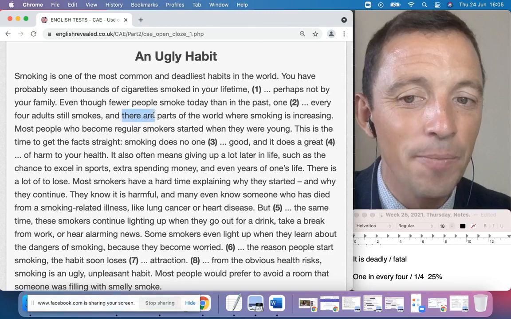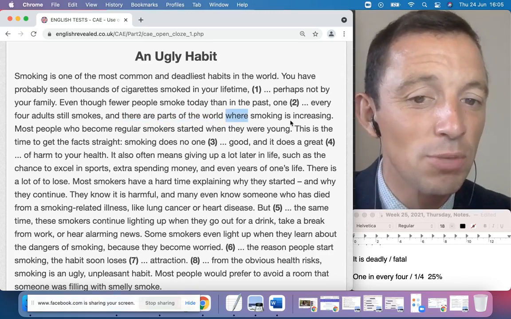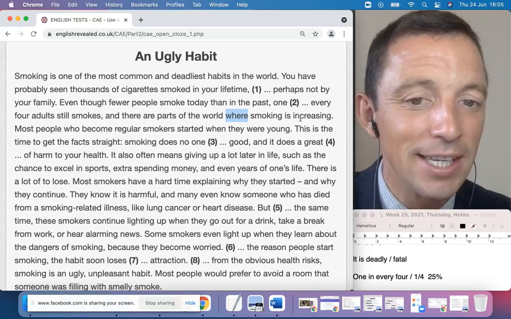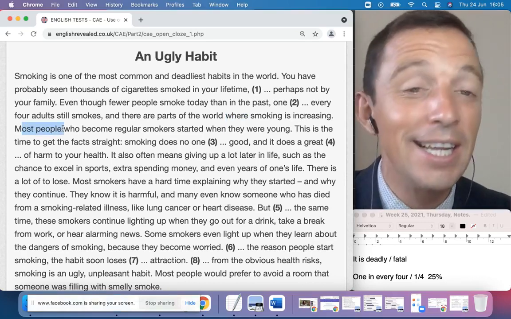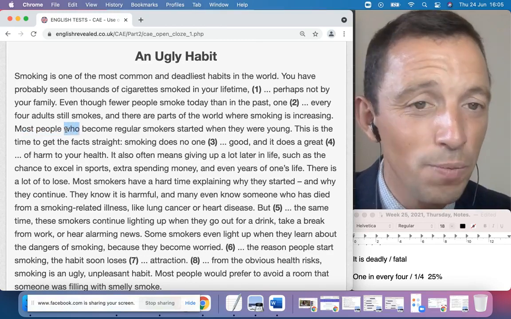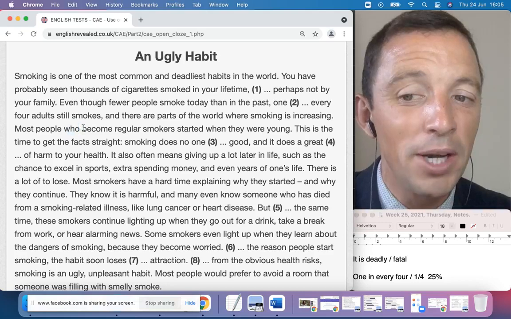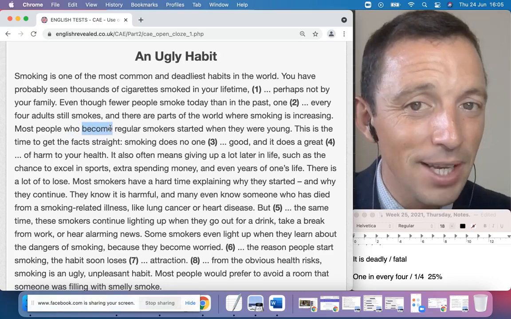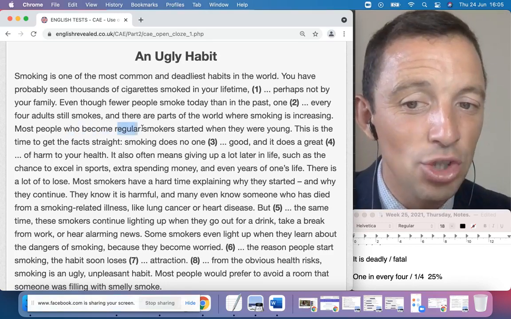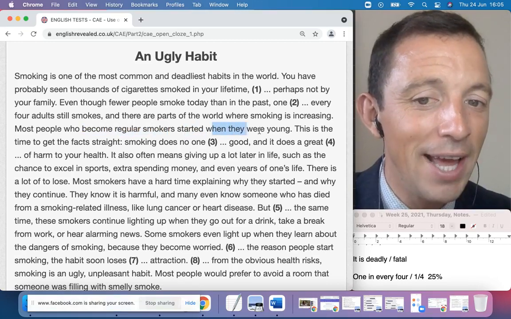And there are parts of the world where, that's the relative pronoun, smoking is increasing. Okay, most people, the majority of the people, most people, relative pronoun who, so this is a substitution for most people who become, llevar a ser, regular smokers, started, the past simple, when they were young.